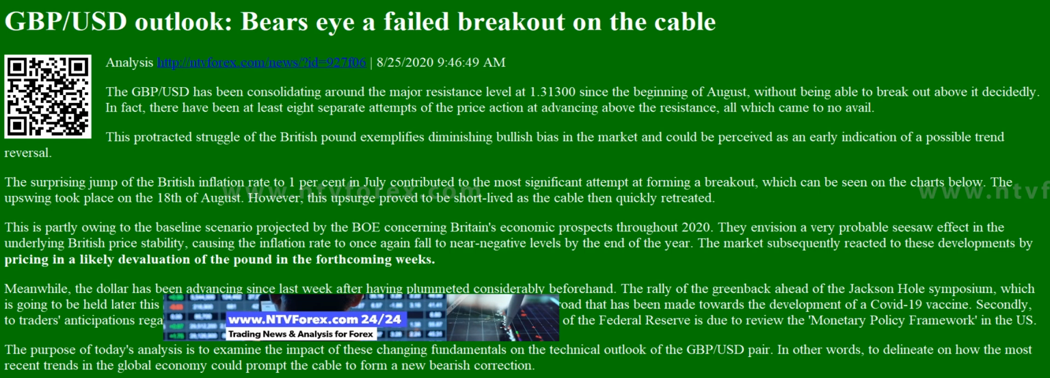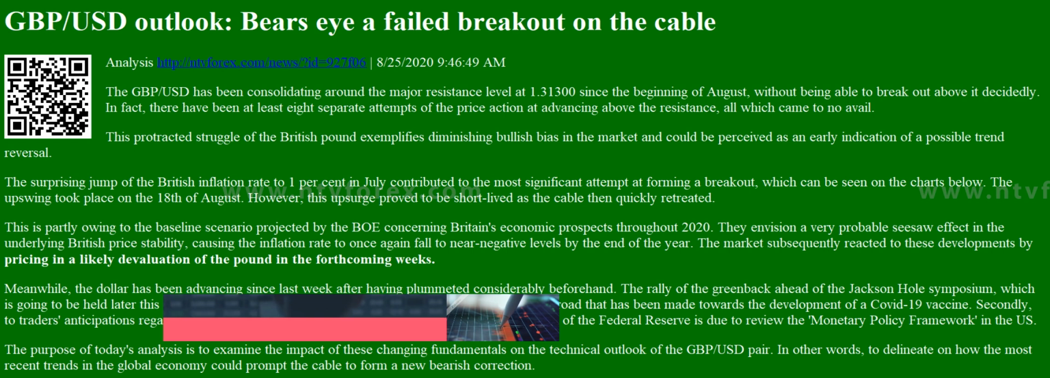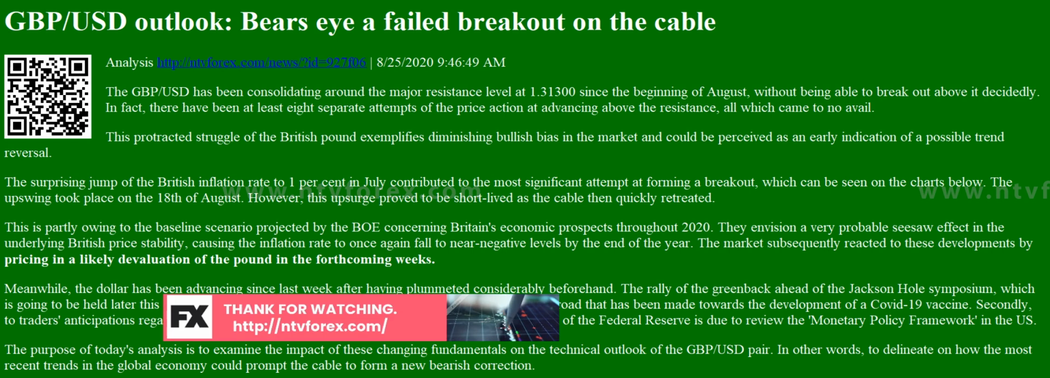The GBP/USD has been consolidating around the major resistance level at 1.31300 since the beginning of August, without being able to break out above it decidedly. In fact, there have been at least 8 separate attempts of the price action at advancing above the resistance, all of which came to no avail. This protracted struggle of the British pound exemplifies diminishing bullish bias in the market and could be perceived as an early indication of a possible trend reversal.